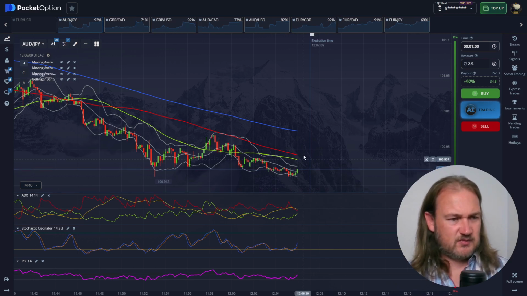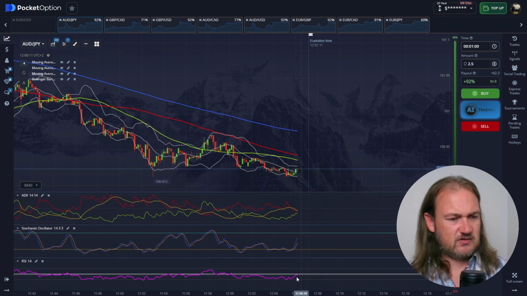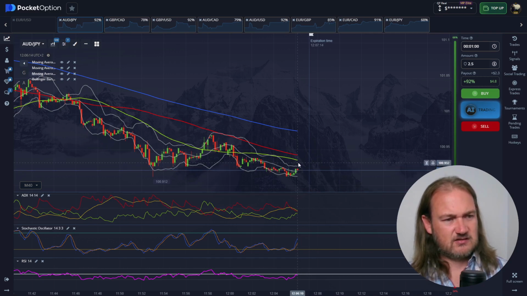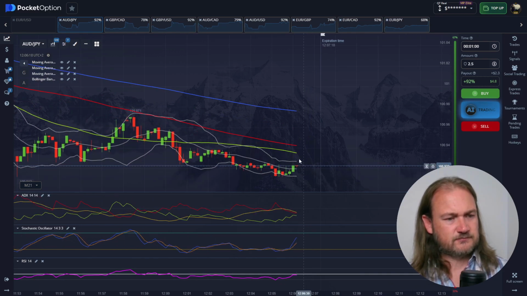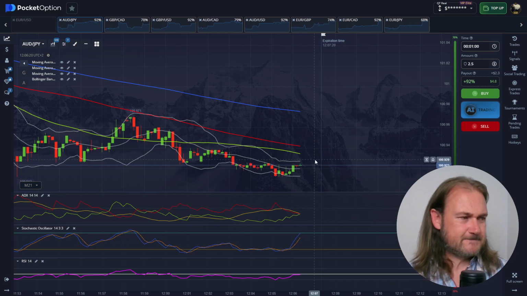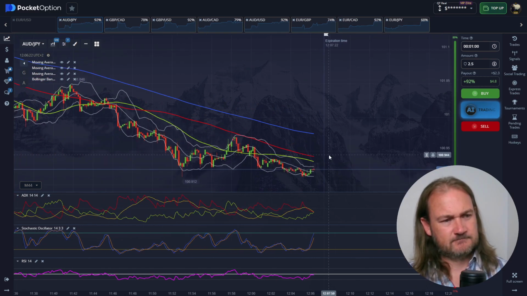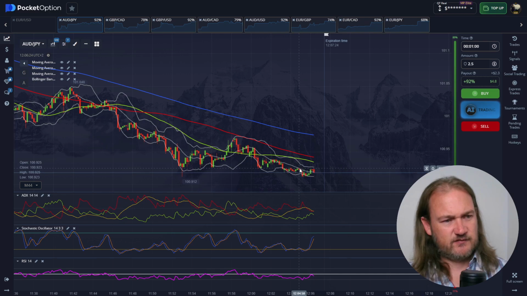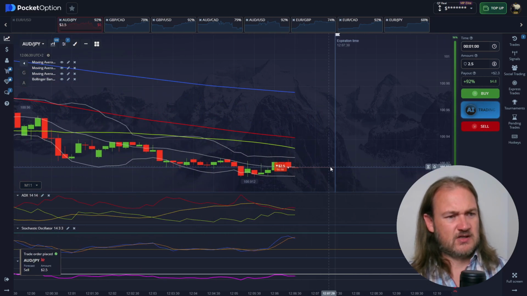We might have a push up here to the moving average with the RSI hitting. If we get a decent green candle now, the RSI will definitely tap the middle line. Let's see what happens. We also currently have bearish divergence, hidden bearish divergence. I'm gonna take a sell here. Let's see what happens.